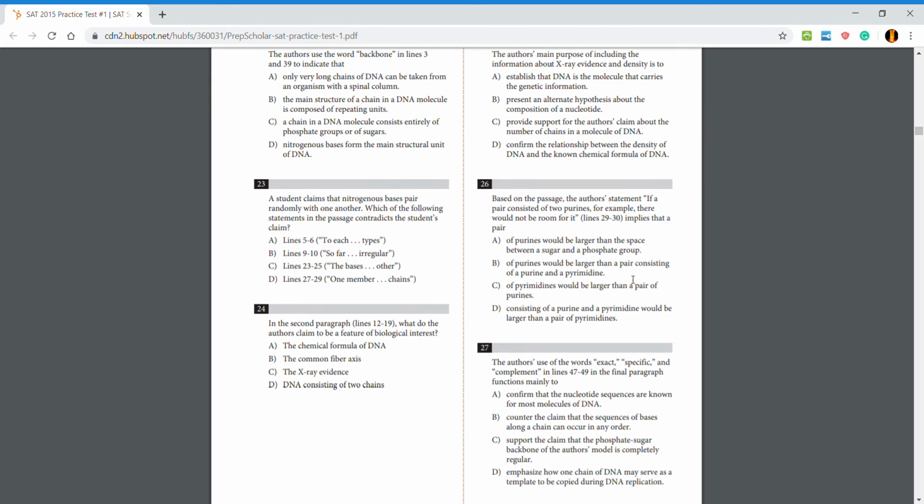Alright, question 26. Based on the passage, the author's statement, "if a pair consisted of two purines, for example, there would not be room for it," lines 29-30, implies that a pair of purines would be larger than the space between a sugar and a phosphate group, a pair of purines would be larger than a pair consisting of a purine and a pyrimidine, a pair of pyrimidines would be larger than a pair of purines, or a pair consisting of a purine and a pyrimidine would be larger than a pair of pyrimidines.